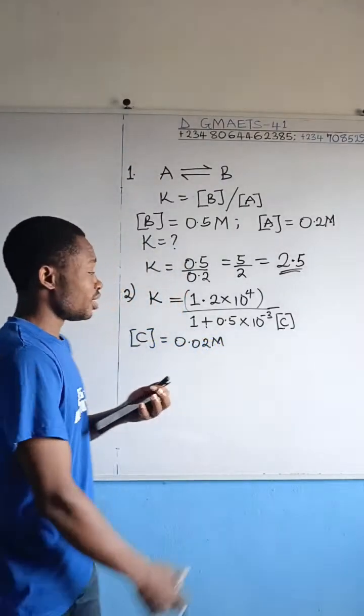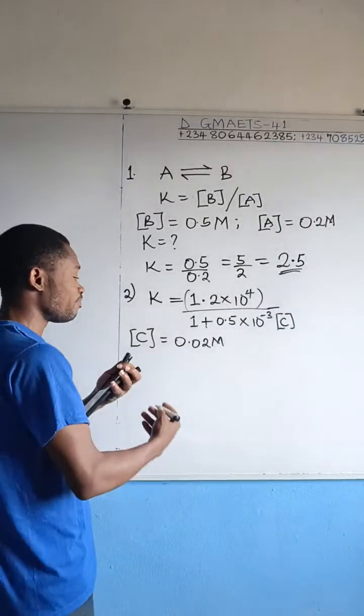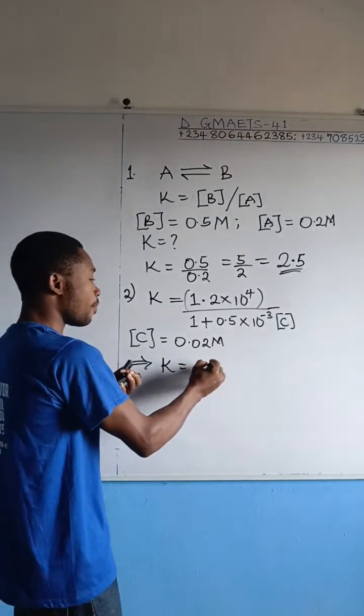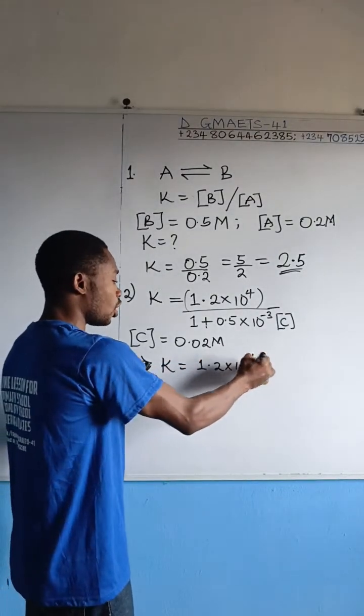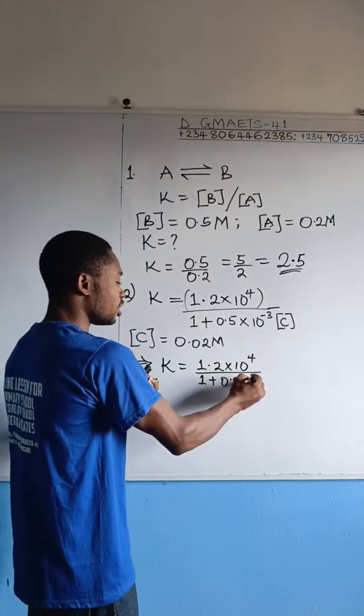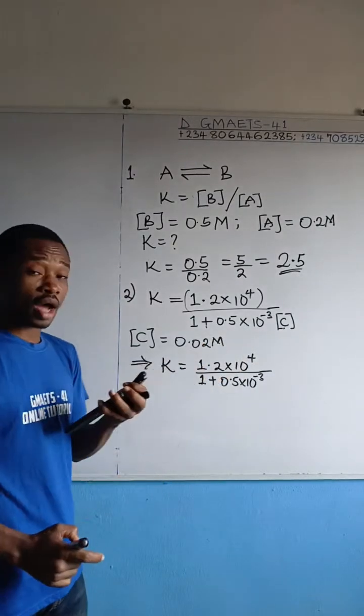Once again, you can see the equilibrium constant formula for that reaction has been given to you. So all you have to do is simple. Your K is going to be equal to 1.2 times 10 to the power of 4 divided by 1 plus 0.5 times 10 to the power of minus 3. Now the concentration value has been given to us.